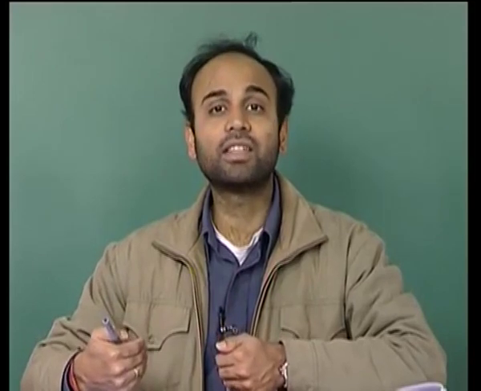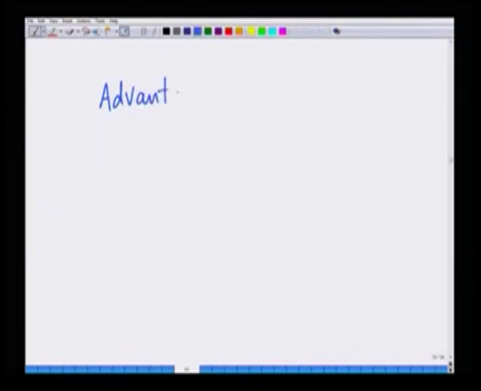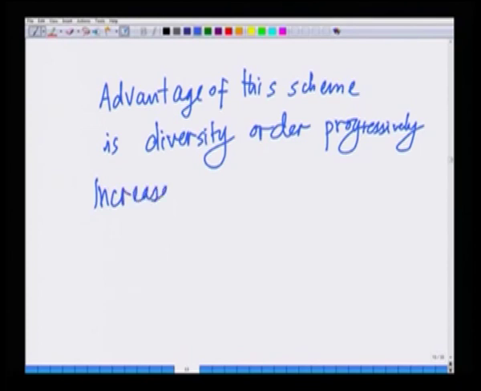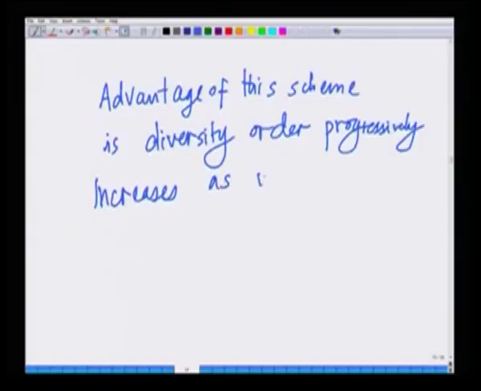Now what is the advantage of this scheme compared to the other detection scheme? As you decode progressively, as you progress with this scheme, the diversity order of the system improves. So the advantage of this scheme is the symbols that are detected at later stages in this procedure experience higher diversity order. So the advantage is the diversity order progressively increases as you proceed through the procedure.